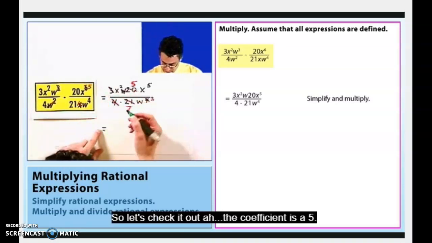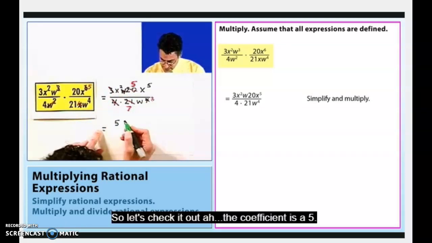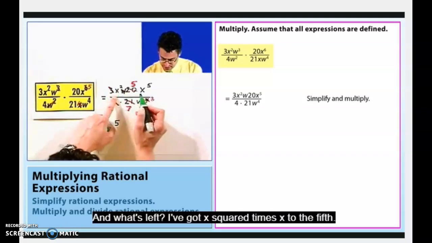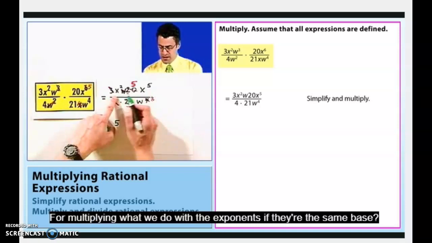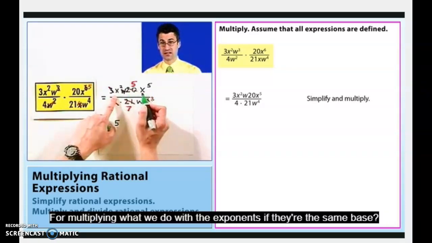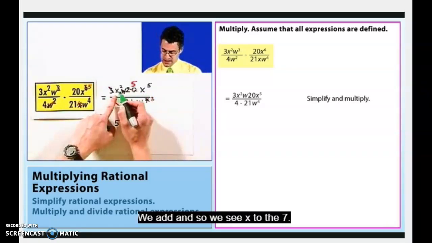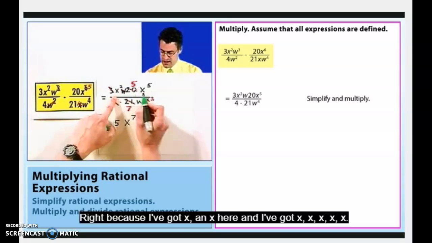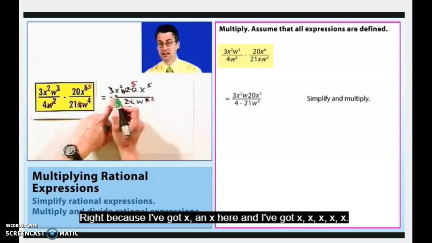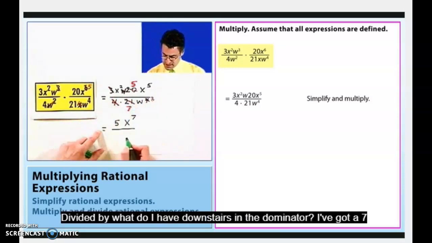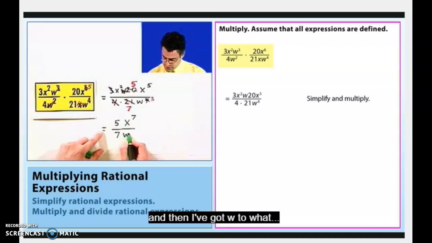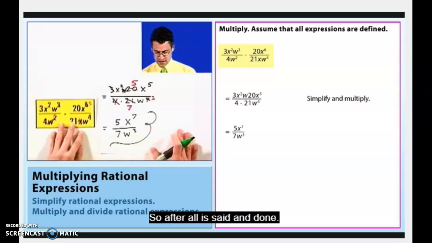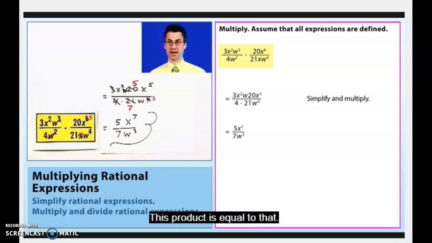The coefficient is a 5, and what's left? I've got x squared times x to the 5th. For multiplying, what do we do with the exponents if they're the same base? We add, and so we see x to the 7, right? Because I've got x, x here, and I've got x, x, x, x, x, so I have 7 x's together. Divided by, what do I have downstairs in the denominator? I've got a 7, and then I've got w to what exponent? The 3rd. So after all is said and done, this product is equal to that.